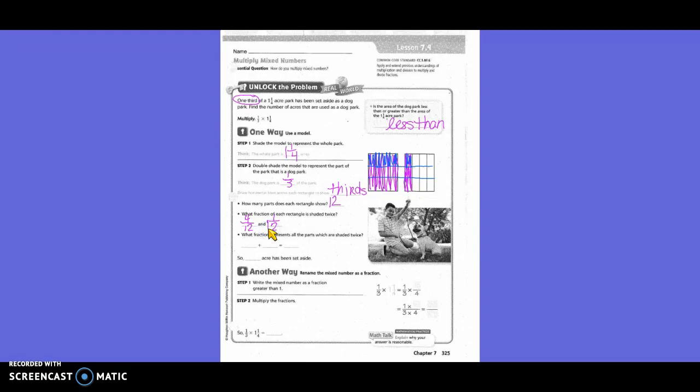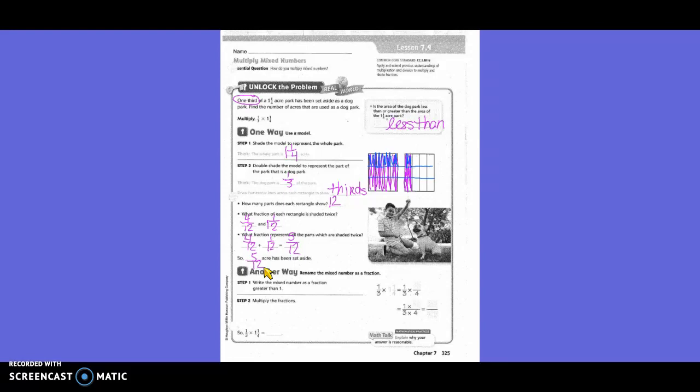So what fraction represents all the parts which are shaded twice? We had 4/12 plus 1/12, which gets us what? 5/12. So 5/12 of an acre has been set aside.